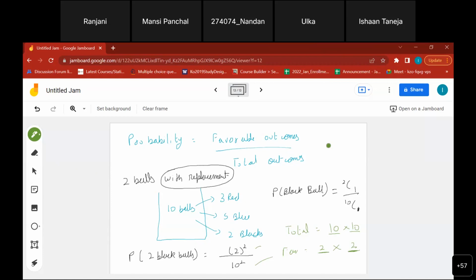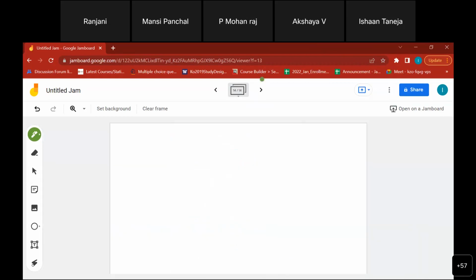Okay. And what if I am doing it without replacement? What is the probability of getting two black balls if it's without replacement? 1 by 5 into 1 by 4. Someone just said 1 by 5 into 1 by 4. Why is it so? Why did you say 1 by 5 into 1 by 4?